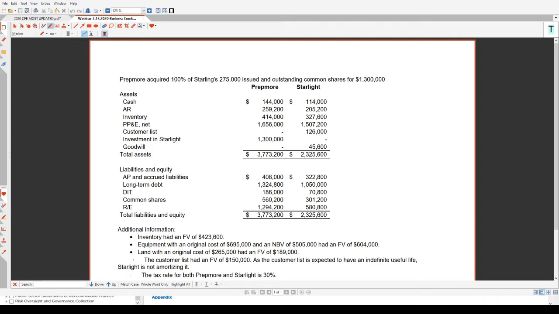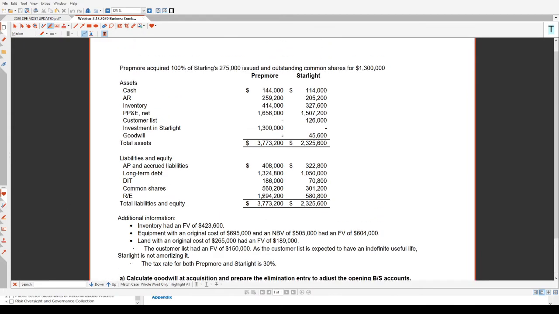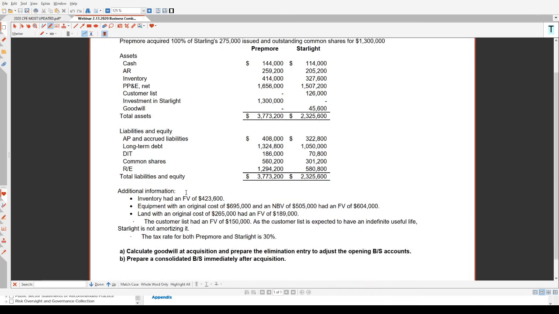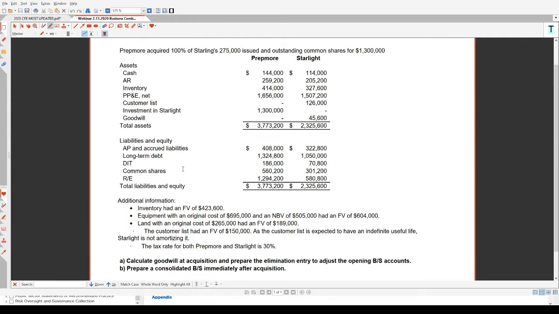Prepmore is clearly the acquirer, right? If we were to go through those steps again, Prepmore is the acquirer. There's no information about the date of the acquisition, but we do know the acquisition price, which is 1.3 million. Here are the details of Prepmore, and here are the details of Starlight. I'm going to give you some time to read through this.